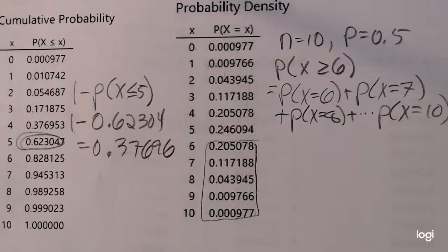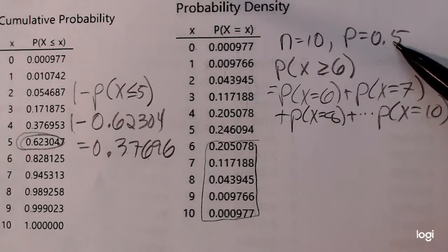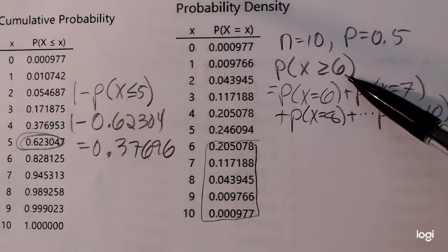Again, I'm continuing on with my binomial probability distribution example of the number of girls out of 10 births. So again, for this example, n is 10. The probability of success in a single trial, assuming boys and girls are equally likely, is 0.5. And for this example, I want to find the probability of getting at least 6 girls.